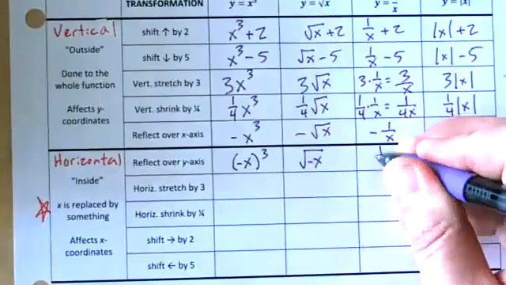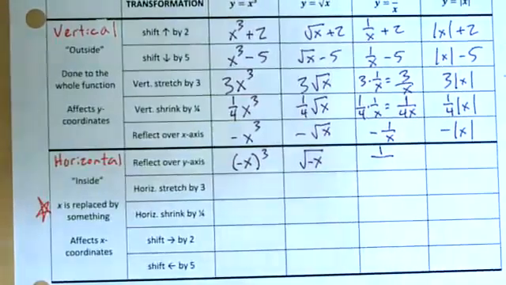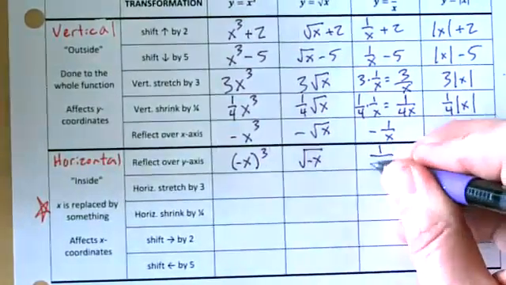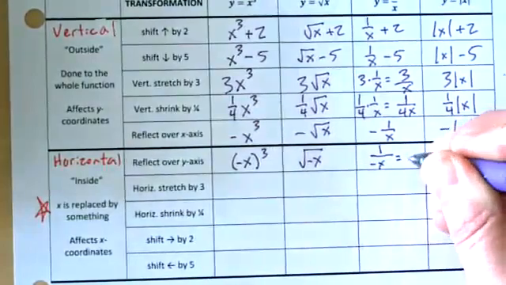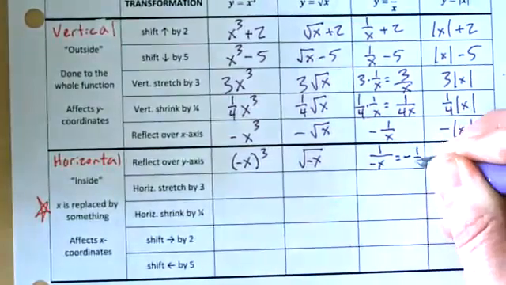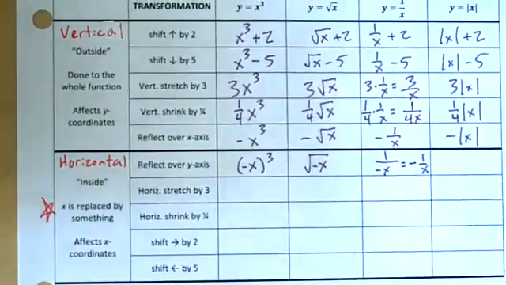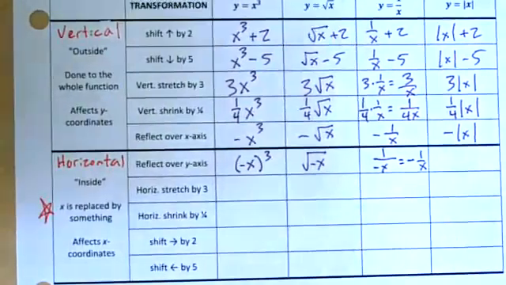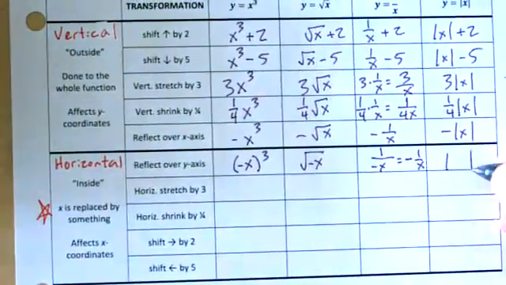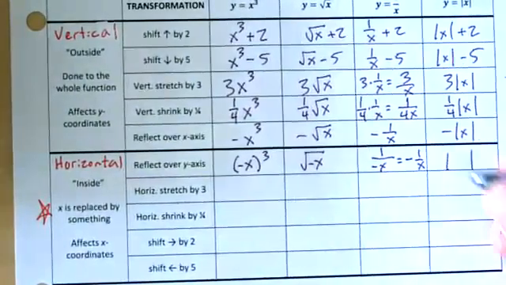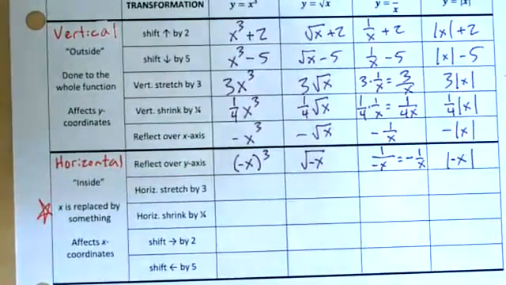Here's my reciprocal function, 1 over x. I pull the x out. I'll replace it with negative x. I would probably clean that up and call that -1 over x. Absolute value, I removed the x. I replaced it with negative x.